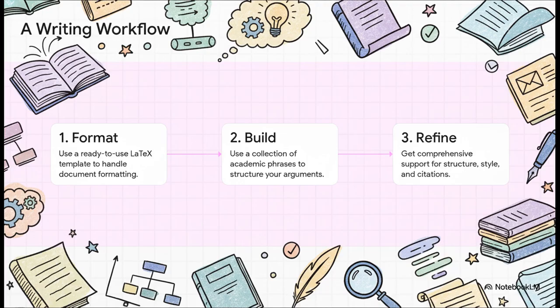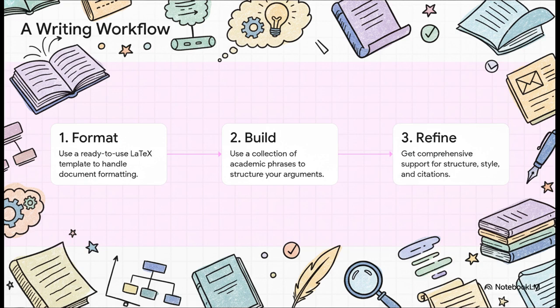So let's talk about a 3-step writing workflow that uses 3 amazing tools. Think of these as your writing trio. First up, tool number 4, a LaTeX thesis template. You can find these on platforms like Overleaf. Now, if you haven't used LaTeX, it's a game changer. It handles all that tricky academic formatting, references, figures, all of it automatically. So you can focus on the writing, not the formatting.